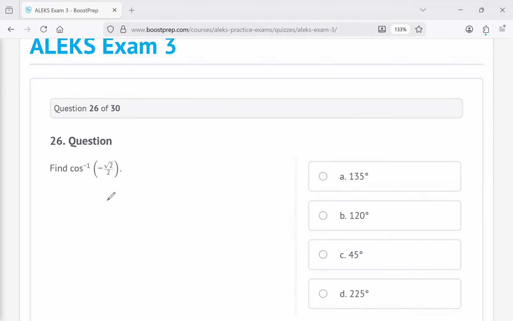Okay, 26 says find cosine inverse of negative radical 2 over 2. So what this is saying is what degree gives you a cosine of negative radical 2 over 2? We have to be careful on this one because I see two answers that could be correct. So where's cosine negative? Not 1, 2, and 3. So only 2 and 3.